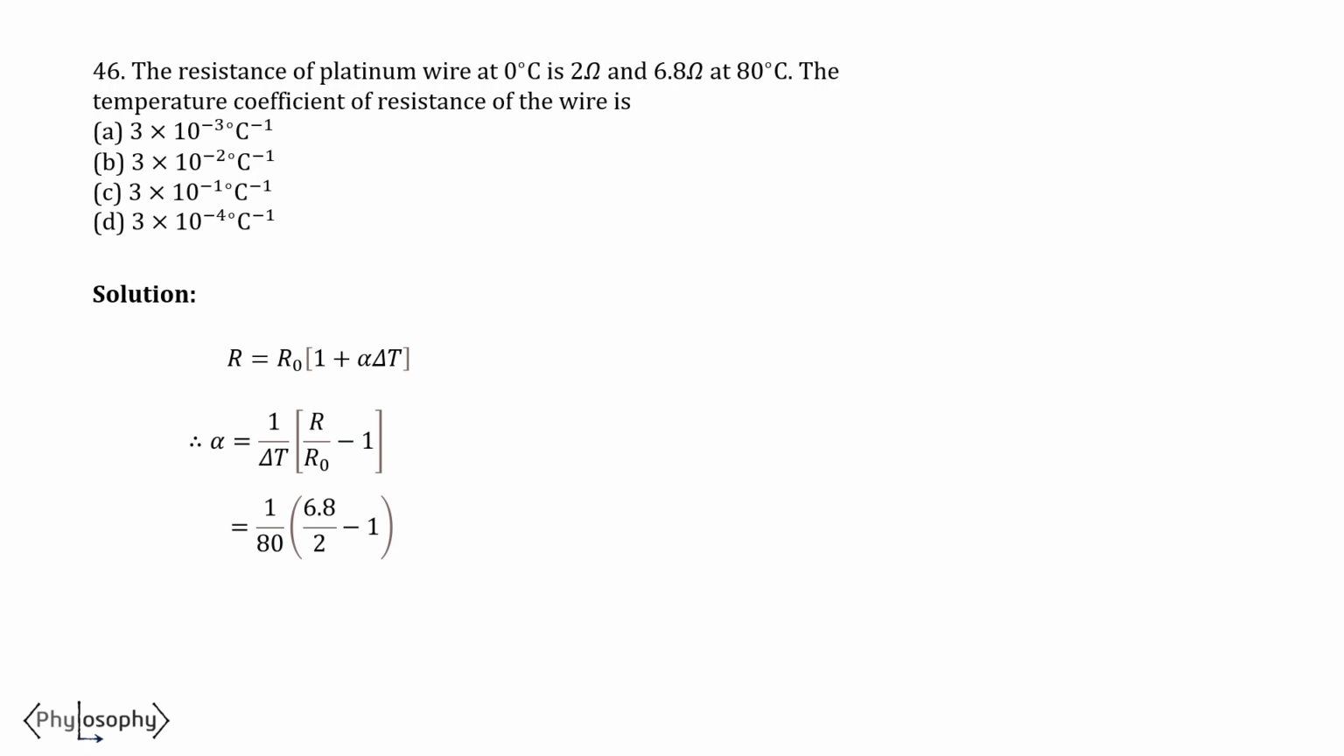Therefore, if we put all these values, then alpha will be 0.03, or it can be written as 3 times 10 to the power minus 2 degree Celsius inverse. Therefore, the correct answer is B, 3 times 10 to the power minus 2 degree Celsius inverse.